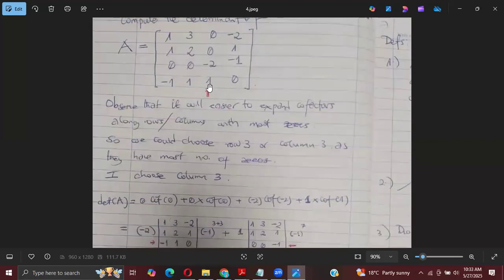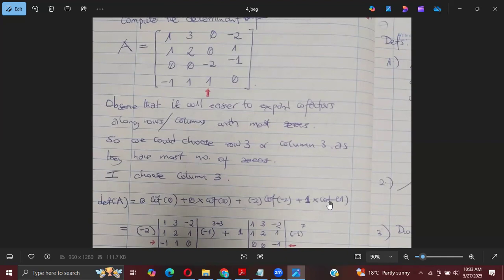So that's why I have minus 1 raised to power 3 plus 3 times, you delete this row, you delete this column. If you delete this row and this column, you get 1, 3, minus 2, and then you get 1, 2, 1, and then you get minus 1, 1, 0, which is what you get there. As far as minus 2 is concerned, its cofactor, we are done. Plus, here we're done, here we're done, here we're done. The last one is 1 times the cofactor of 1.